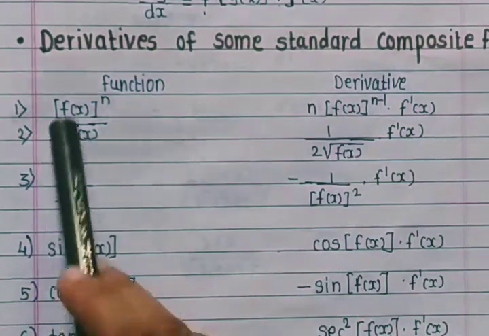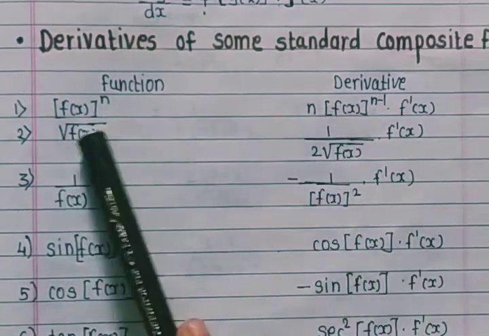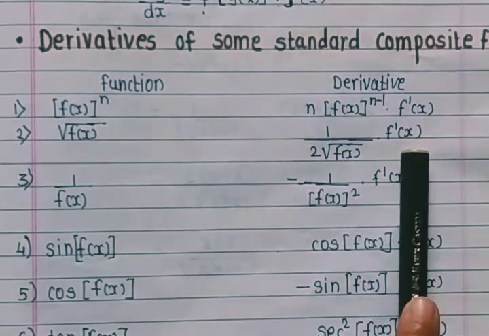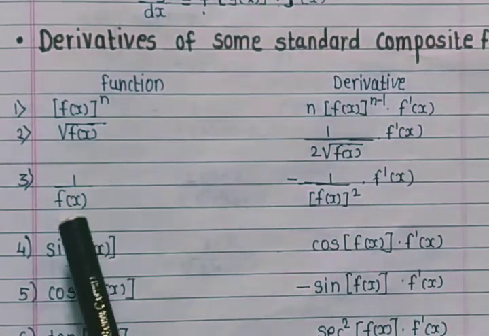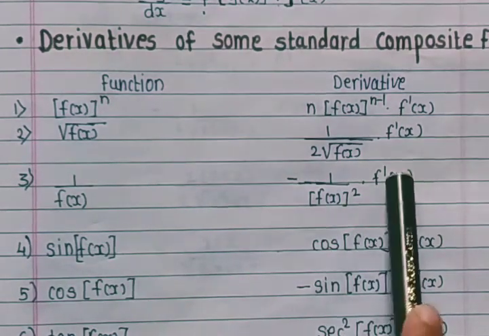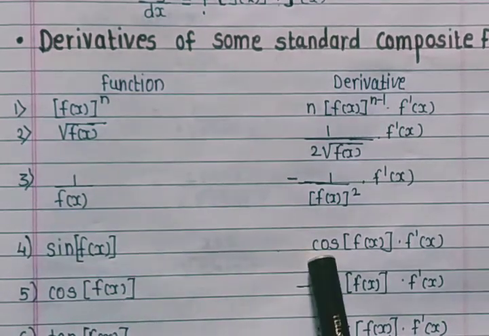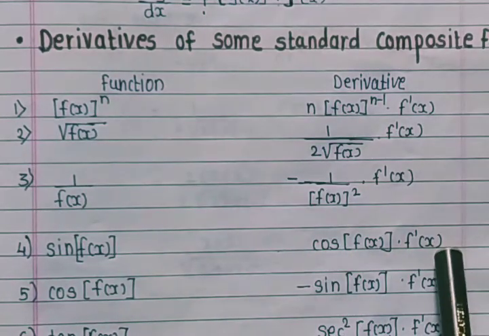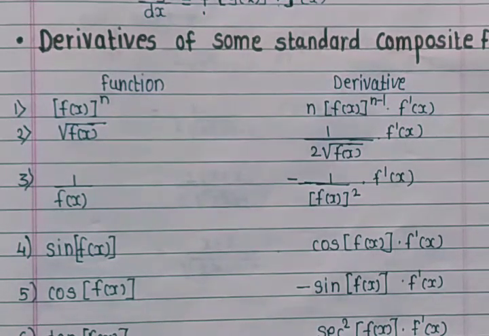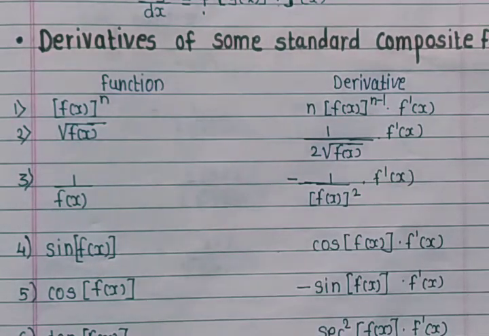Derivative of root x is 1 upon 2 root x. Similarly, derivative of root of f of x is 1 upon 2 into root of f of x into f dash of x. Derivative of 1 upon f of x is minus 1 upon f of x square into f dash of x. Derivative of sin of f of x is cos of f of x into f dash of x. Similarly, we will derive all the formulas for derivatives of standard composite functions. You can see in the PDF book.